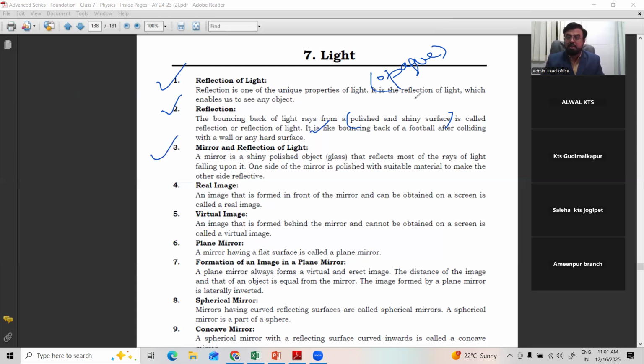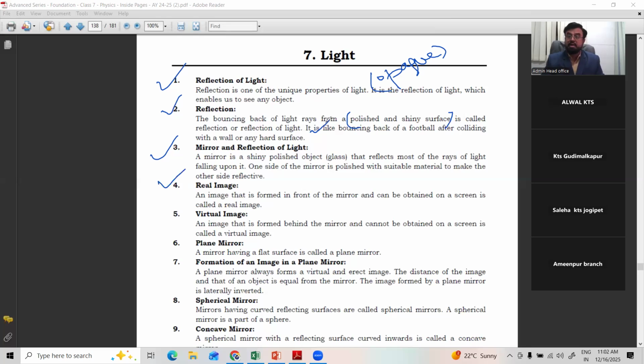Then, mirror and reflection of light. A mirror is a shiny, polished object, glass, that reflects most of the rays of light falling upon it. One side of the mirror is polished with a suitable material to make the other side reflective. If you see the mirror at home, the backside is coated with some red oxide or other material so that light falls and bounces back, so that you can see the image of the object. So that is a mirror.